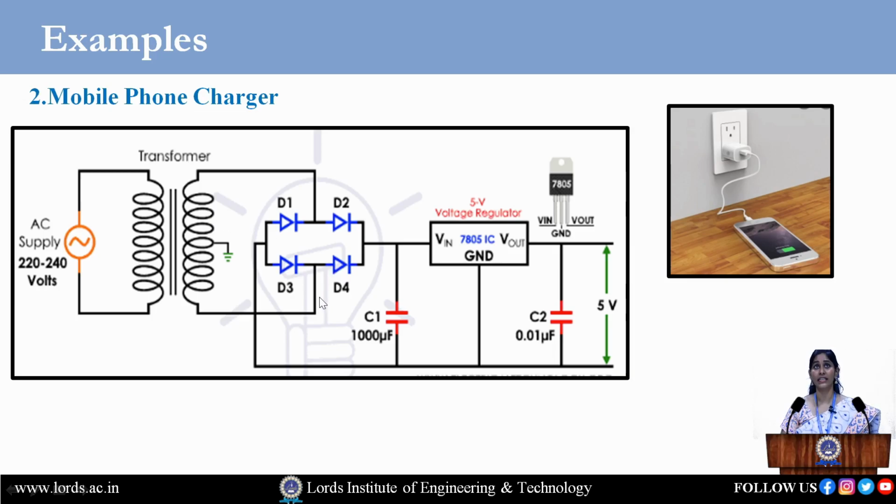Again, the DC that I am getting from this diode rectifier is an uncontrolled one. So I want to have a controlled output of DC. That is why we have a DC to DC converter here. It's nothing but a voltage regulator. So the output will be 5 V and it will be applicable for charging applications. So this is also one application of power electronics.